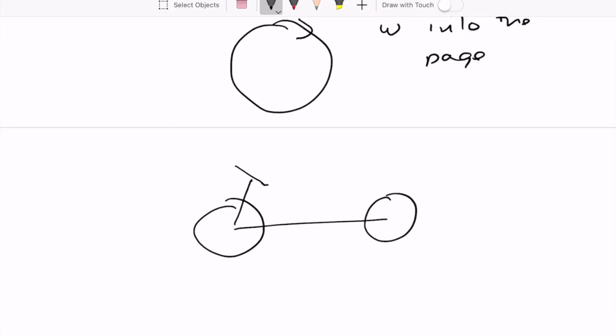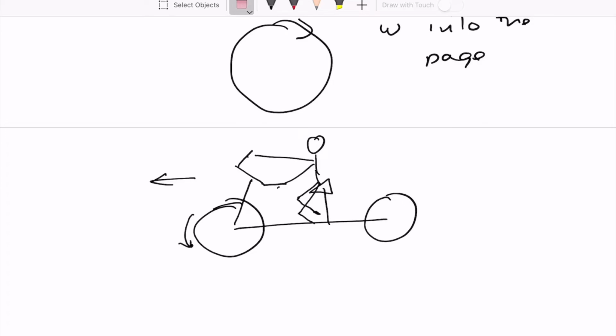Okay, so it needs handlebars, it needs a seat, and it's looking pretty good so far. It's missing the pedals, but it's okay. So here is our bicycle, and let's say that the person is moving in this direction. So that means the wheels of the bicycle are turning like this. The bicycle is moving in the forward direction.